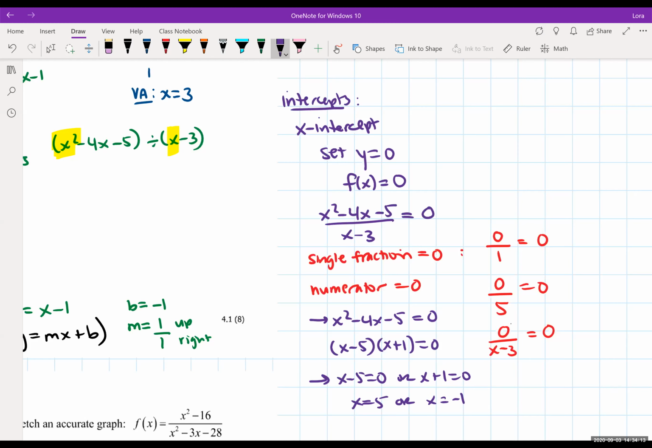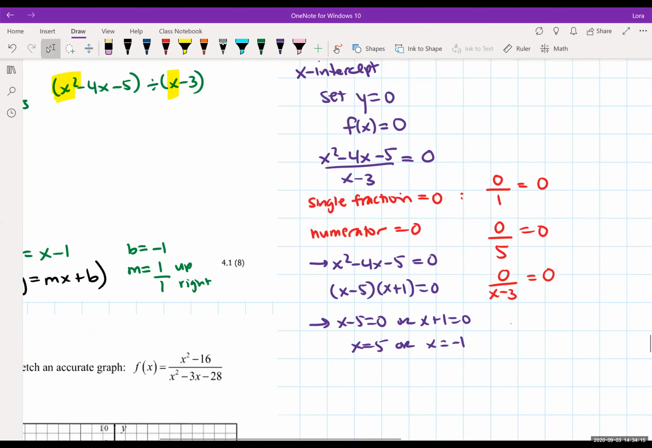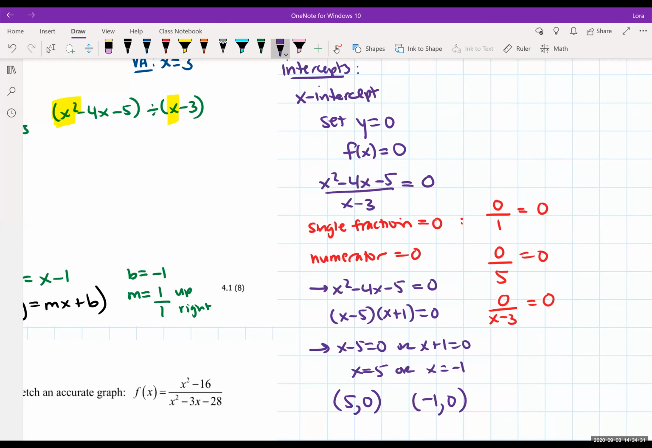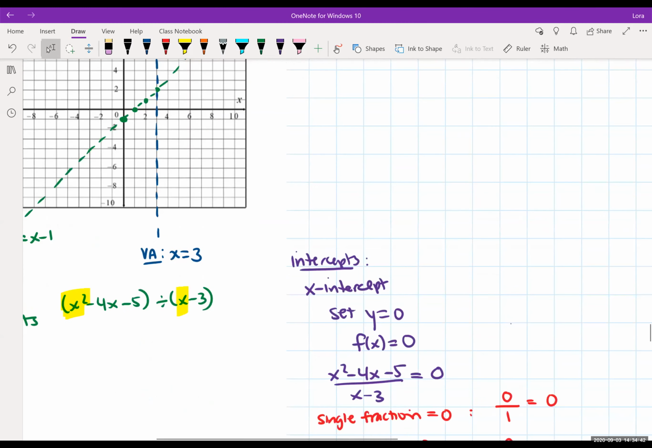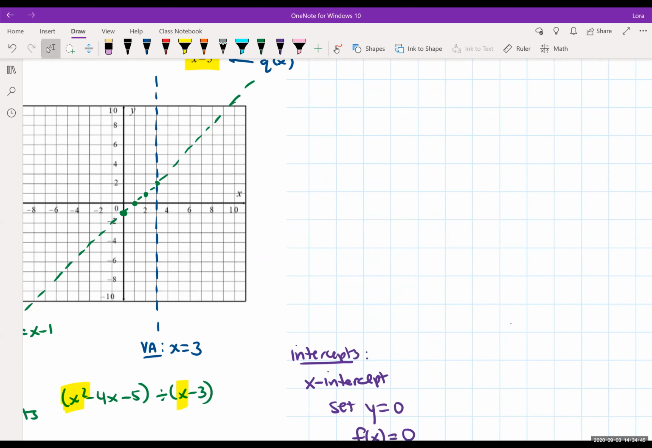If you are being specific, for the x-intercepts, there's one at 5, 0, and the other one at negative 1, 0. You definitely want to address this in terms of labeling it or writing it in the correct space if they ask for them. Once I have this, I can go back and plot them. Again, 5, 0 and negative 1, 0. So 5, 0 would be about here, and negative 1, 0 would be about here.